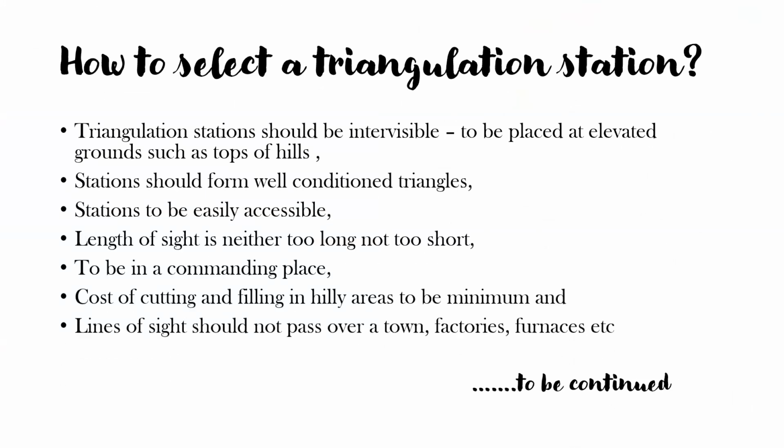We discussed triangulation and how to select a triangulation station. That is, triangulation stations should be intervisible, form well conditioned triangles, be easily accessible, be neither too short nor too long, and be in a commanding place. Cost of cutting and filling should be minimum, and the line of sight should not pass over towns and factories. Coming to today's discussion, let us start with towers.